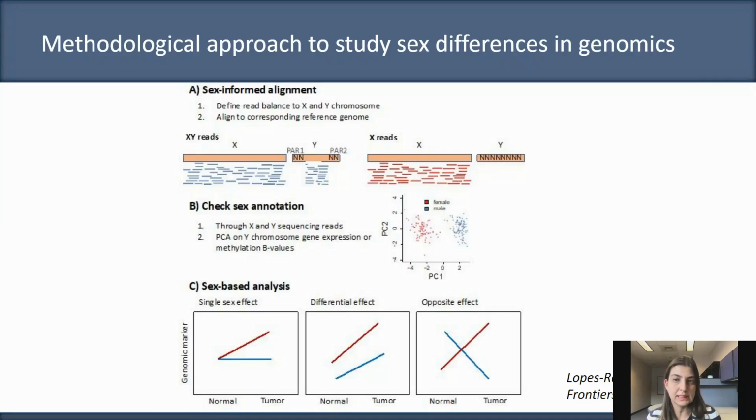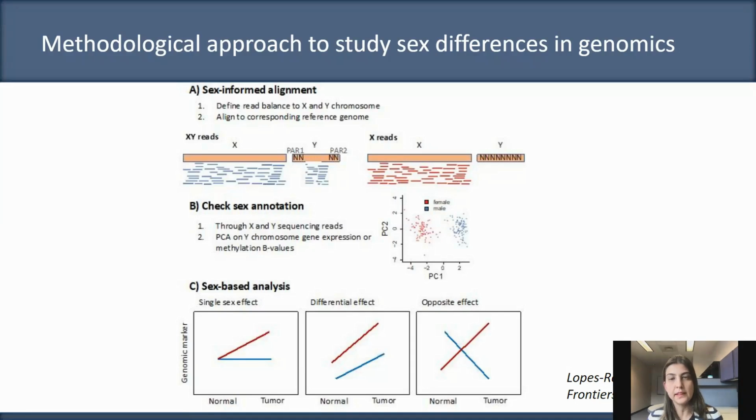And as you can see in this example, there are some samples that are annotated with one sex, but they're clustered with the other sex. So it's important to remove this sample. Finally, in letter C, it's important to think about sex-based analysis.